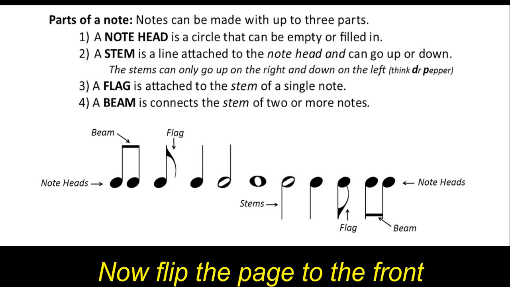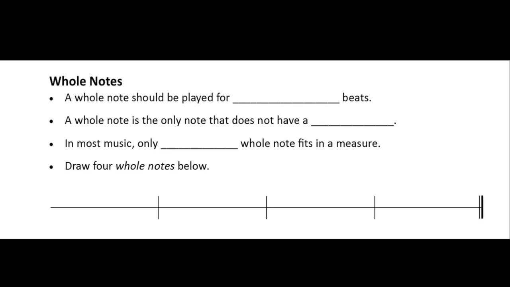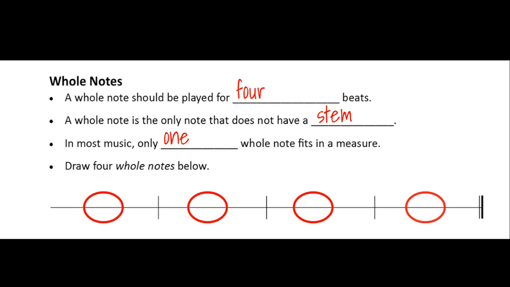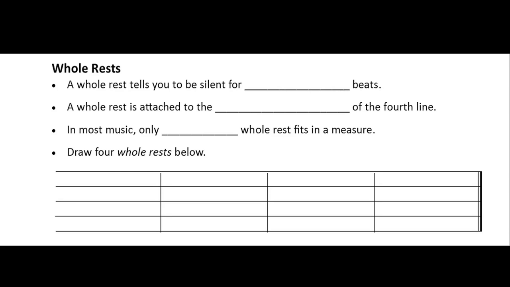Now flip back to the front. Whole notes should be played for 4 beats, and it's the only note that does not have a stem. In most music, only one whole note fits in a measure, and now we're going to draw 4 whole notes. Notice that they look like a circle. They're a little squished, so kind of like an oval, but only one will fit in most measures, especially in beginning band.